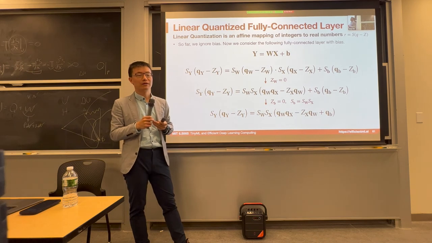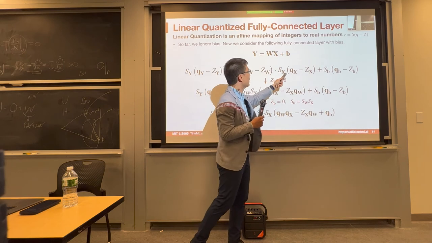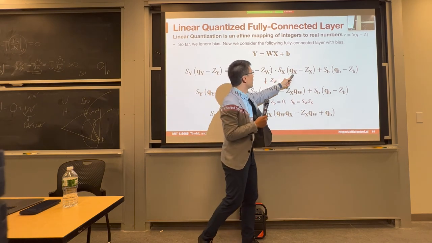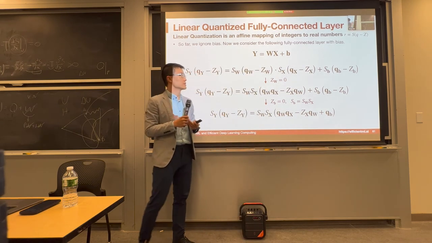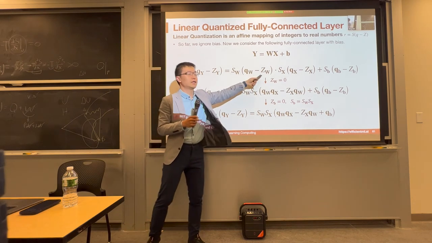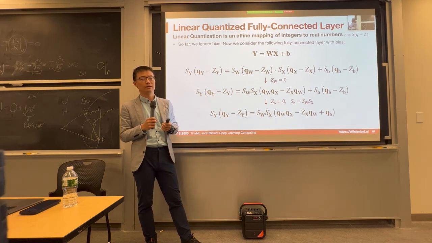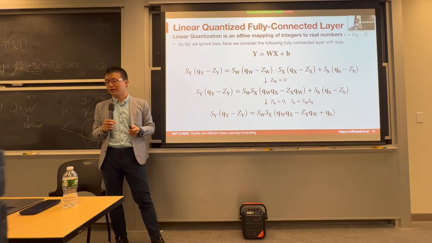Oh, so Q and Z are... yeah, this QX, this QW, and this QP, they are matrices. And Z is a constant. It's a value. Oh, so that's element-wise. Yeah. Okay, we're almost there.